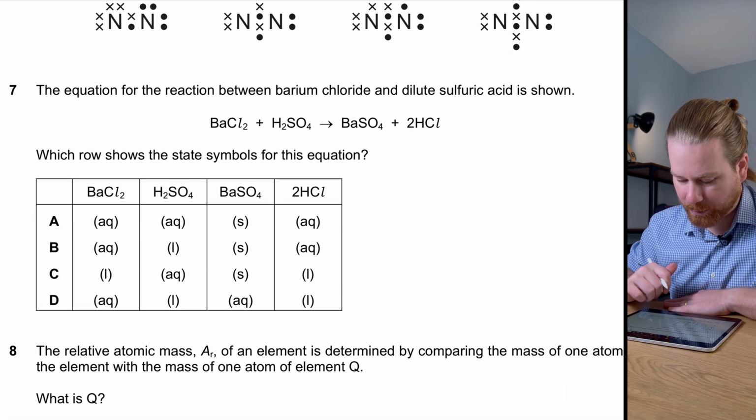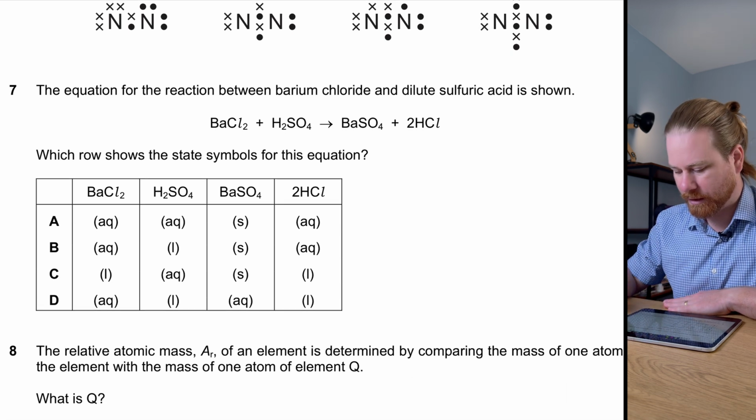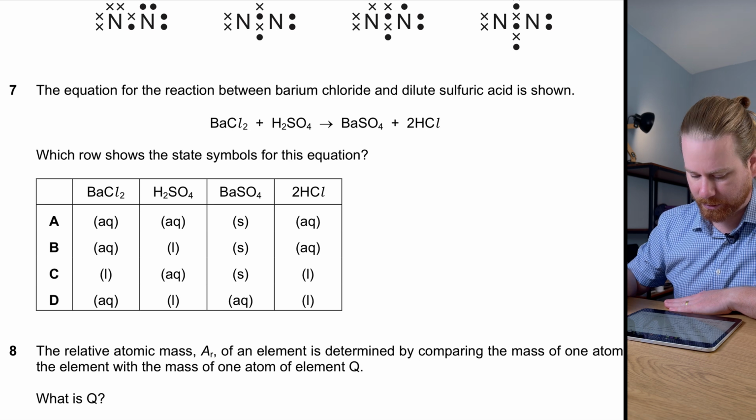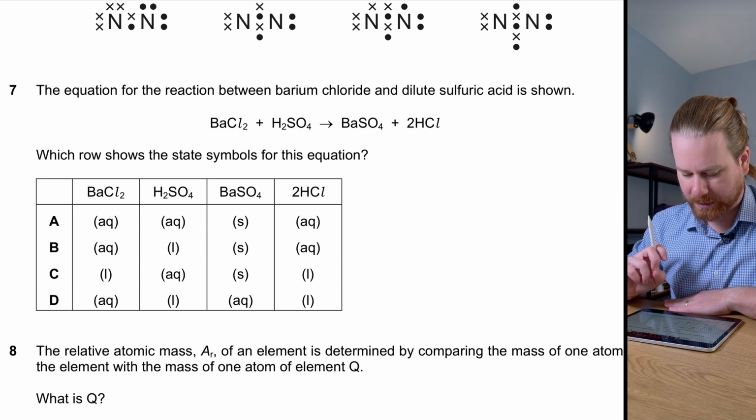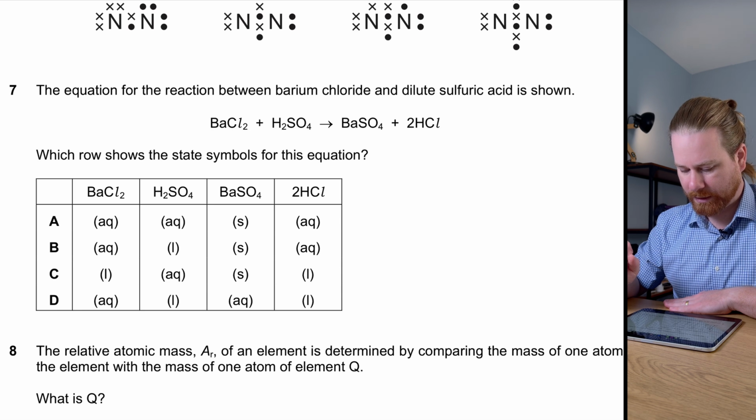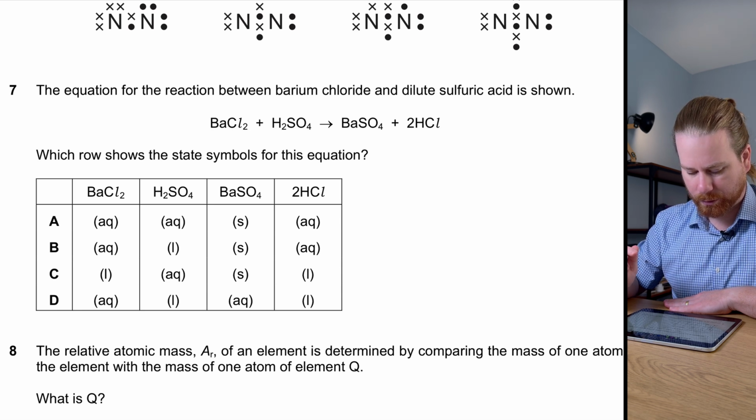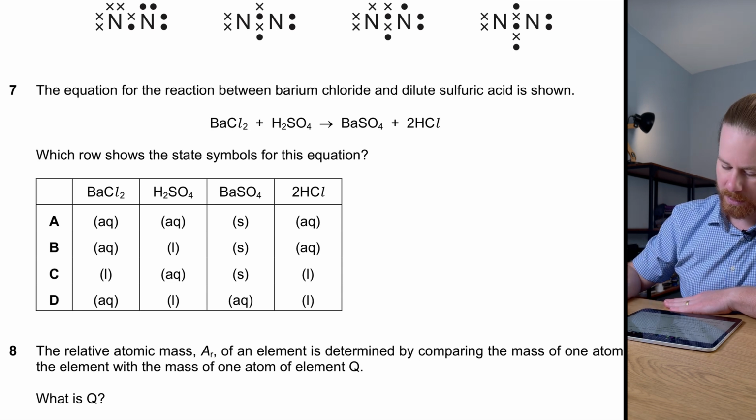Okay, the equation for the reaction between barium chloride and dilute sulfuric acid is shown here. State symbols. What are the correct state symbols for this reaction? So let us have a little think.